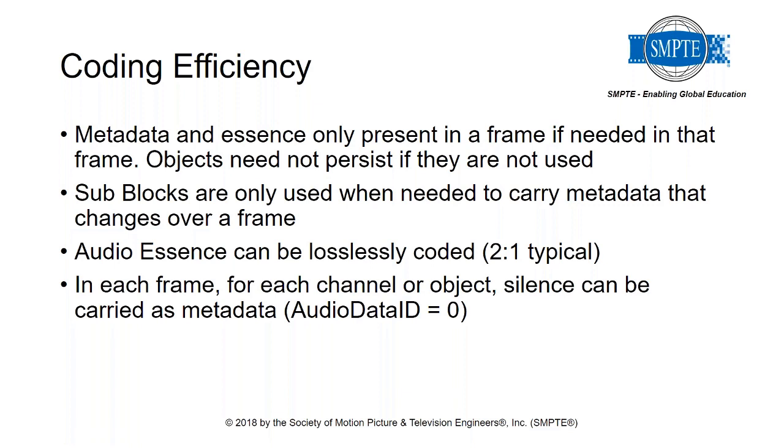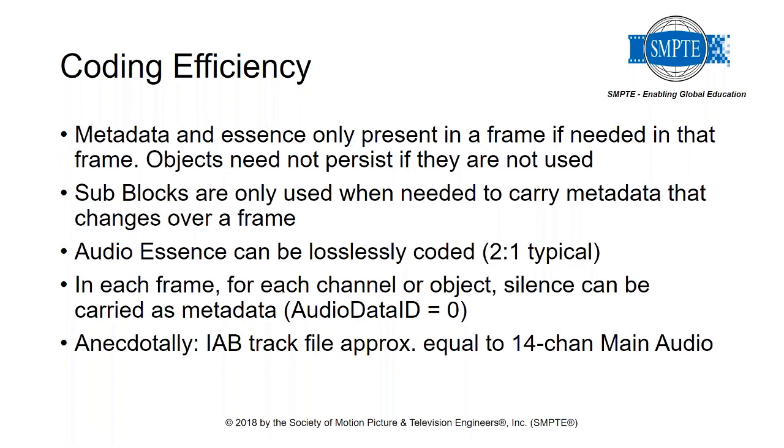And there is an additional savings in each frame if the source audio going into the encoder is actually silent for the duration of that frame for that particular audio essence element. You can code that by referring to an audio data ID of 0. And this basically then is just carried as metadata and instructs the decoder to reproduce audio silence for that audio essence element for that frame, and that can result in quite a bit of savings.